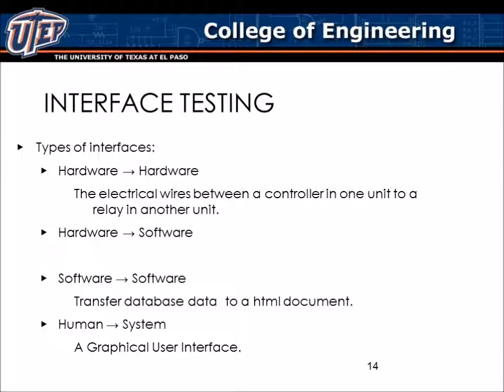The first type is hardware to hardware interface. For example, the electrical wires between a controller in one unit to a relay in another unit. The second one would be hardware to software. For example, a USB flash drive holding information to be read by a computer. The third one would be software to software interface. For example, a database transferring data to a HTML document. The fourth one would be human to system interface. For example, a graphical user interface.